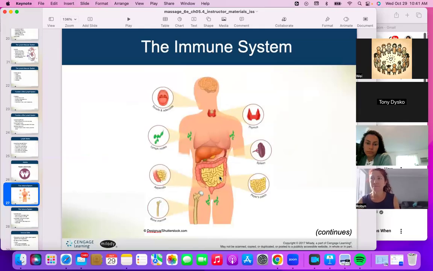Okay, now we jump into the immune system, where we're going to dive more into how the body fights disease. The immune system consists of your tonsils and adenoids, the thymus, the lymph nodes that we talked about in the lymphatic system, your spleen, Peyer's patches in the small intestine, the appendix, and the bone marrow.